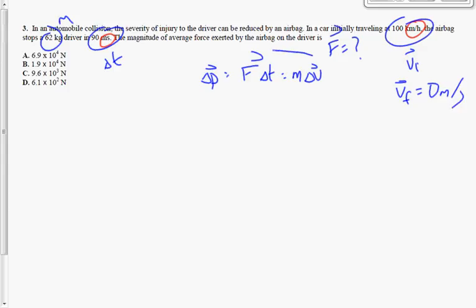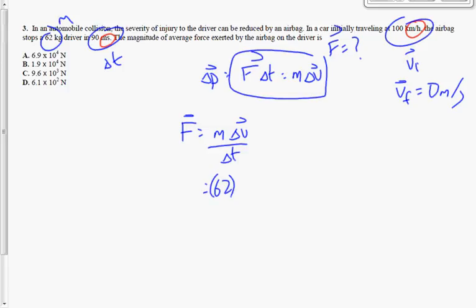We're going to use the 2 parts of the equation that appear on our data sheet again. We're going to solve for force, just like the last question we did. F equals M times delta V divided by delta T. Mass is 62. Delta V is 0 minus 27.777. Where did I get that from? Yes, I divided 100 by 3.6. And the time here is 90.